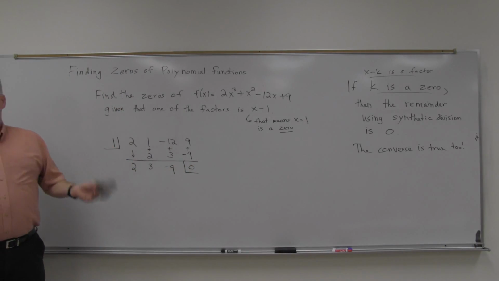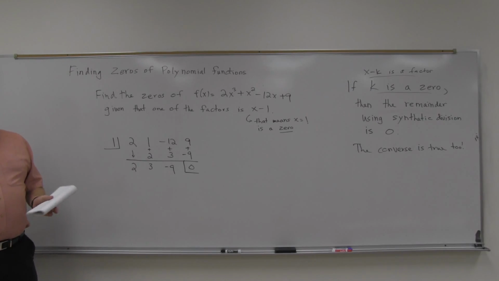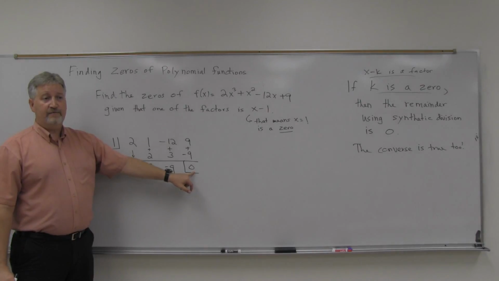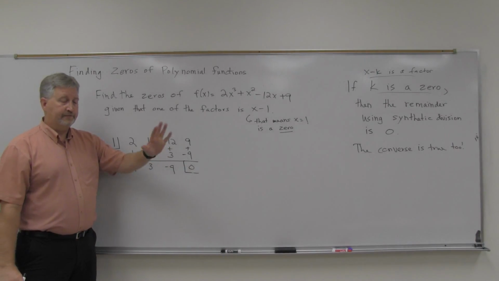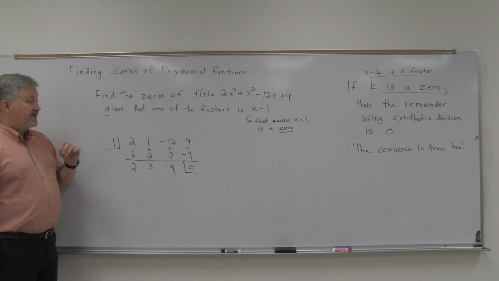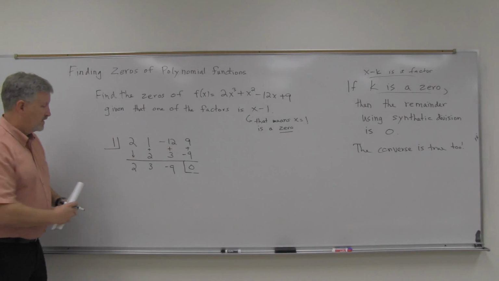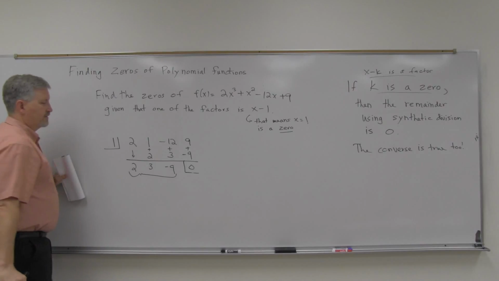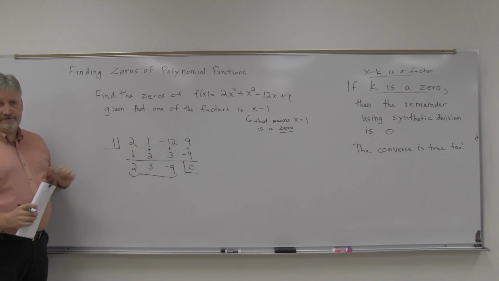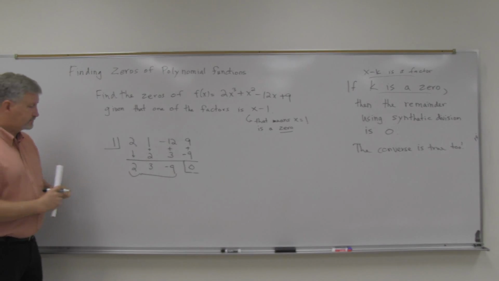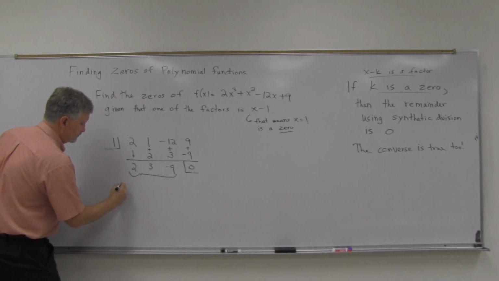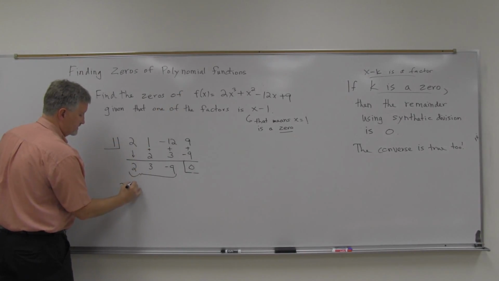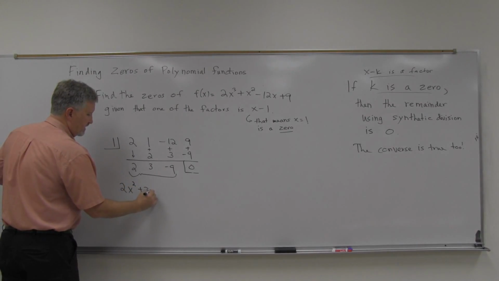Really, that didn't give us a zero because we already knew that one. But it did confirm we've got a remainder of 0 here, so that confirms that it is a zero. But here's what else that gives us. Alongside here, remember that's the coefficient of our quotient. And so that would be 2x squared plus 3x minus 9.